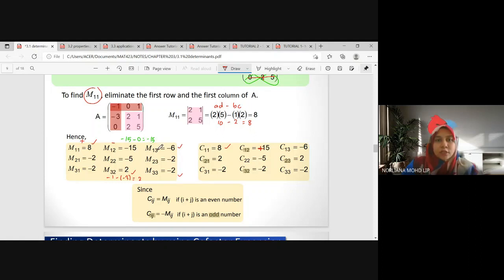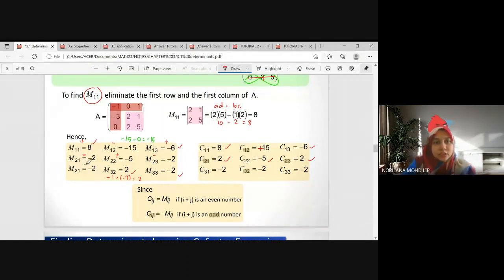Okay, M13 is positive. So positive times negative 6 is negative 6. Okay, and then this one is negative. So negative times negative 2 is positive 2. Okay, this one positive, so positive times negative 5 is negative 5. Then negative, so negative times negative 2 is positive 2.